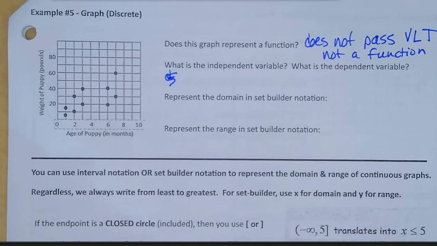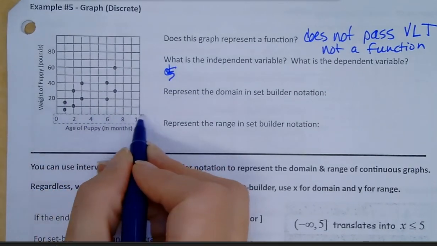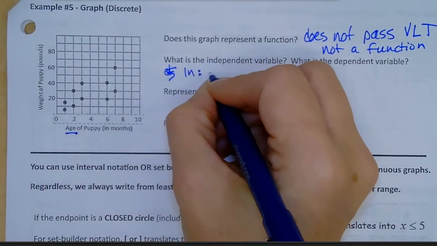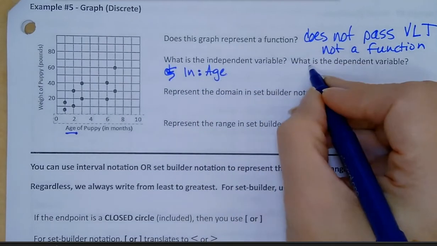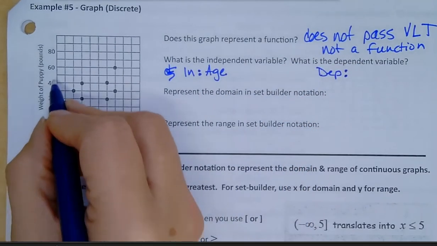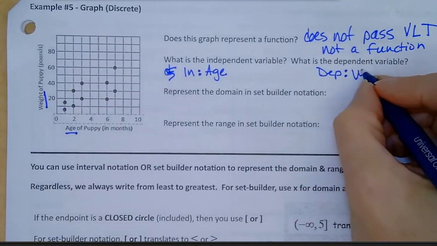All right, so what is the independent variable? Remember, independent is our input, it is our x values. So I'm going to look down here at the x-axis, age of puppy. Independent is my age of the puppy. Then it says, what is the dependent? My dependent variable is my output, or my y values. So that's going to be my weight of my puppy.